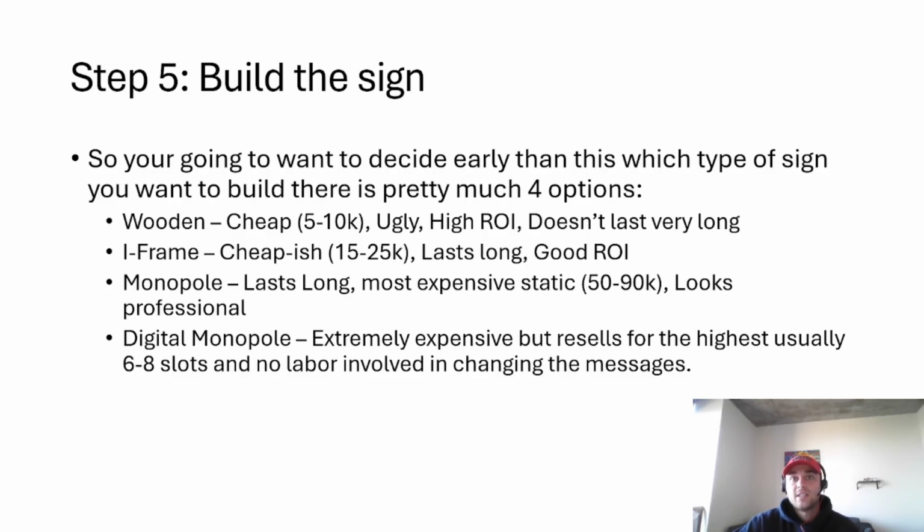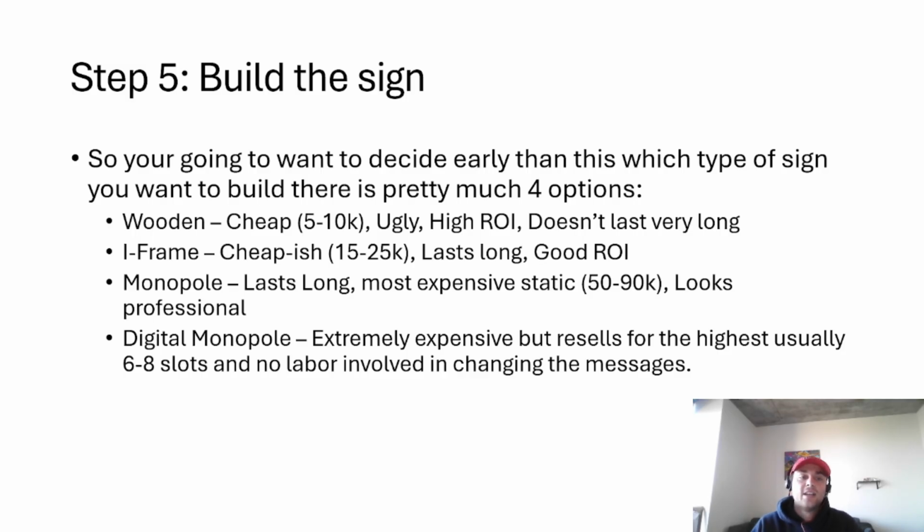Monopole is what you typically see. That's the one that you think of when you think of billboards. And these things last super long. You can build them super high up in the air for, I mean, really height doesn't add much more cost for monopoles other than crane rentals. But they're the most expensive statics, and they can range anywhere, I mean, I think you can get them low. It entirely depends on which state you're in, who you're using to fabricate, but I would say typically $50,000 to $90,000. They look very professional, and they also have a very good resale rate. So the multiple on the revenue when you go to sell it to a big company is going to be higher than an I-frame or a wooden sign.